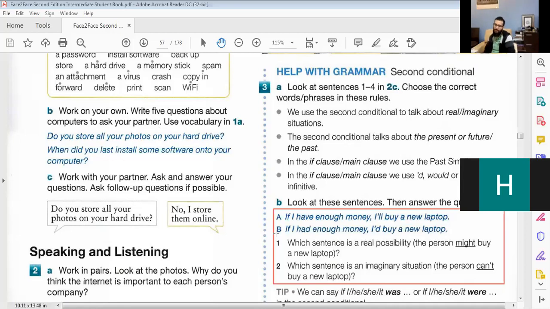But in Arabic, how do we say sentence A and how do we say sentence B? If we wanted to translate them, how would we say them? What do you think? Who can make a guess here? Sentence A first conditional and sentence B second conditional. What do you think?